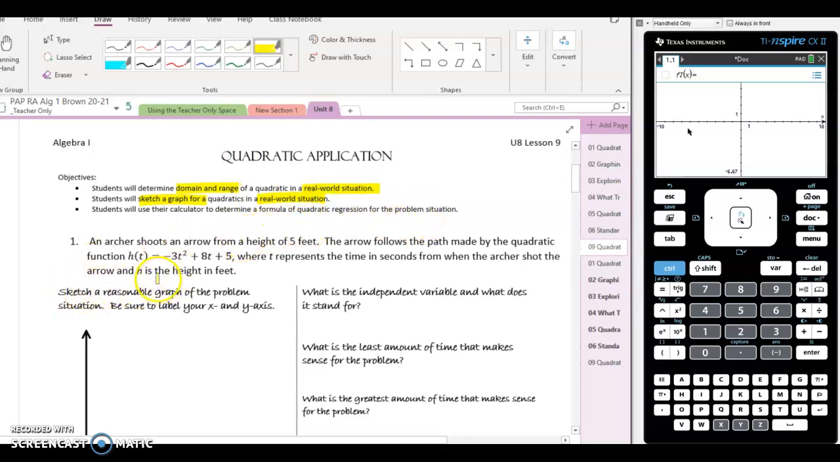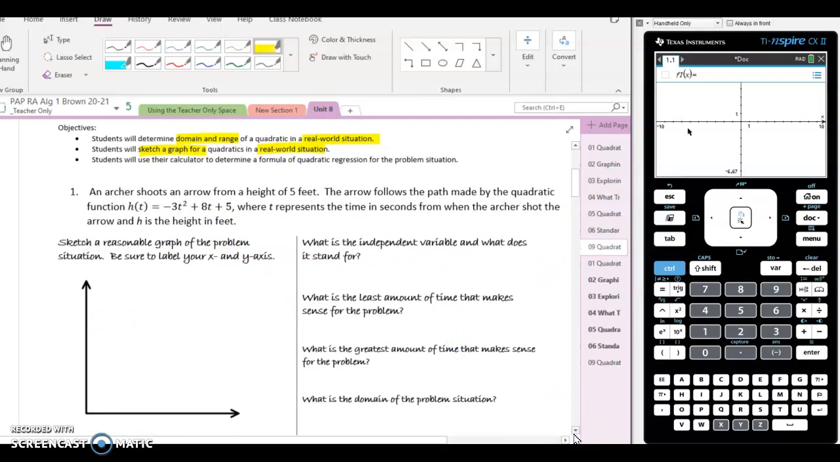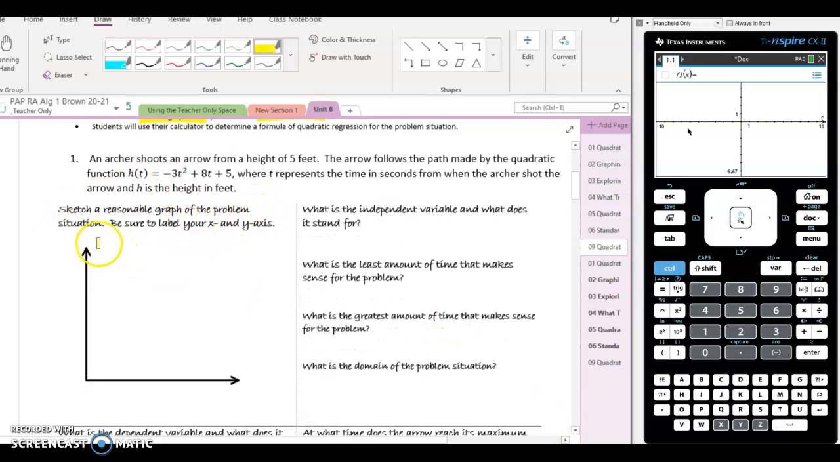So the very first one that we're going to approach is an archer, someone that shoots a bow and arrow. They shoot it from a height of 5 feet. It follows the path made by the quadratic function h of t equals negative 3t squared plus 8t plus 5. And t represents the time in seconds from when the archer shot the arrow, and h is the height in feet. So we're going to sketch a reasonable graph of the problem situation. So we're going to label our x and y axis.